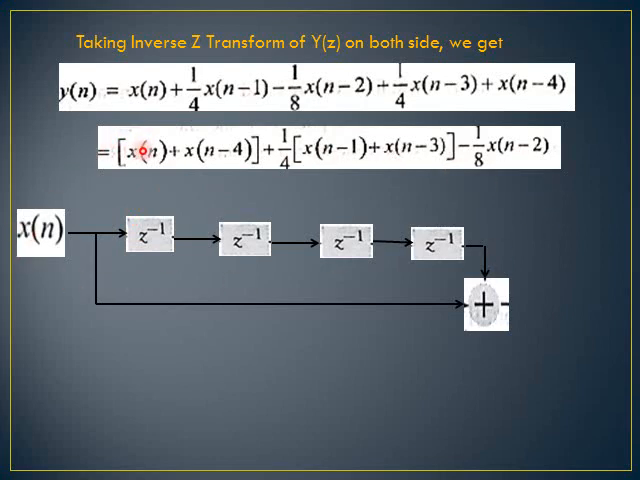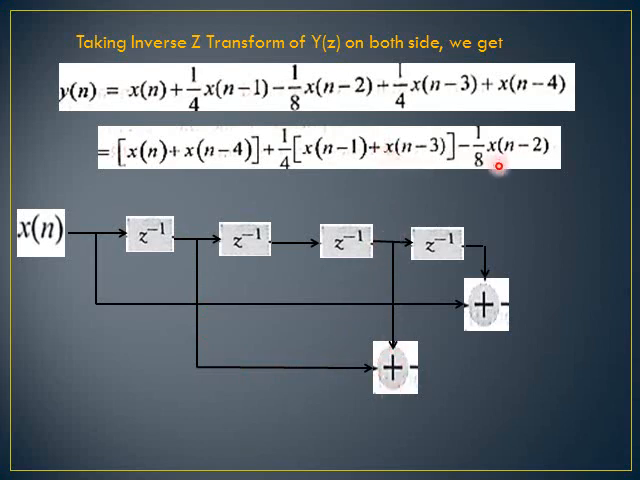Now x of n and x of n minus 4 have an amplitude or magnitude of 1. So here x of n and x of n minus 4 are given to one adder because there is an addition symbol to it. Now we need to add x of n minus 1 plus x of n minus 3. So here x of n minus 1 will be here, and x of n minus 3 will come over here. Check out. So x of n minus 1 is added with x of n minus 3. So there is one more addition.